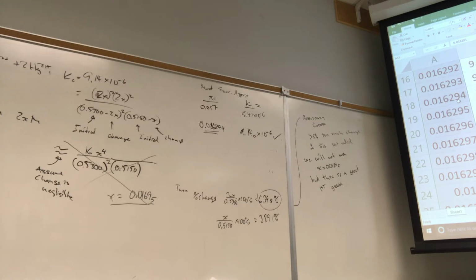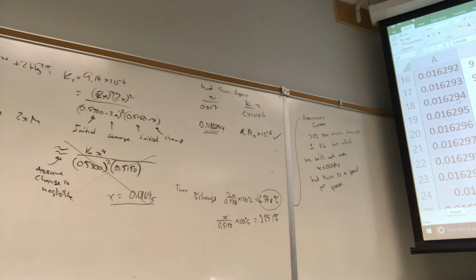We can calculate the equilibrium concentration of mercury 1 ion, which is 0.5150 minus 0.016294. We'll just carry 2 extra digits there. So actually, let me do this by calculator, it's faster than me doing it in my head. 0.515 minus 0.016294, and I got 0.498706. The 06, those are not significant.